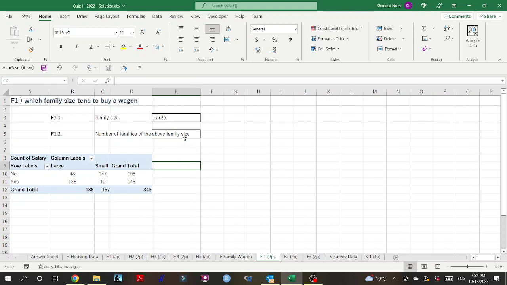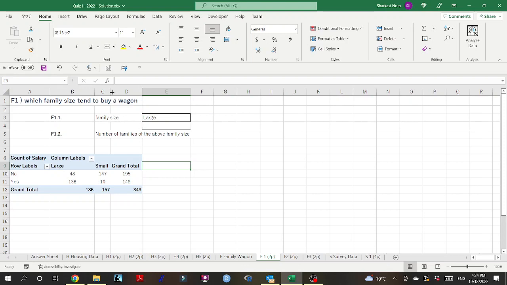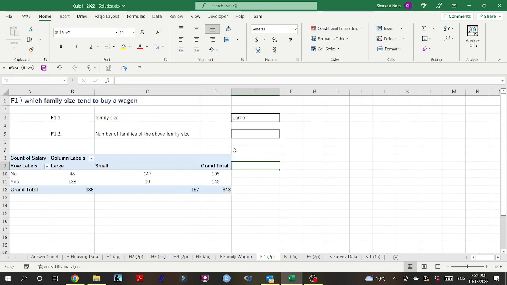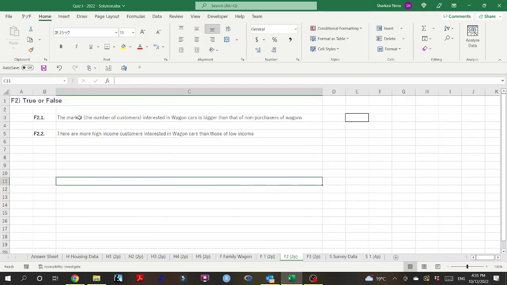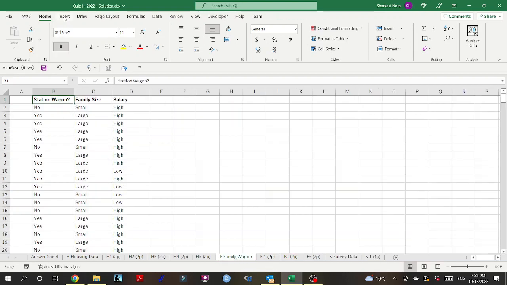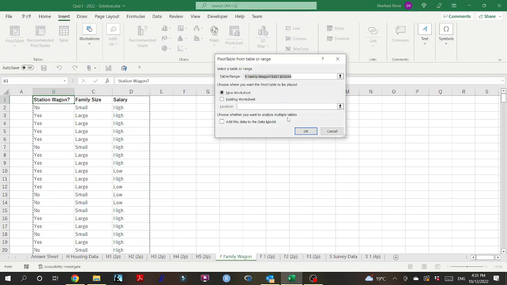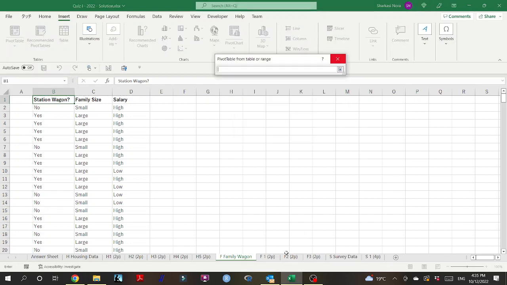Okay, the number of families here is equal to 138, right? Not really difficult, but some of you didn't get that the count of any of these variables is just the count of the sample. The market, the number of customers interested in the wagon. Okay, I need a pivot table. Anything here to answer requires a pivot table, as I also said when I was reading the questions.